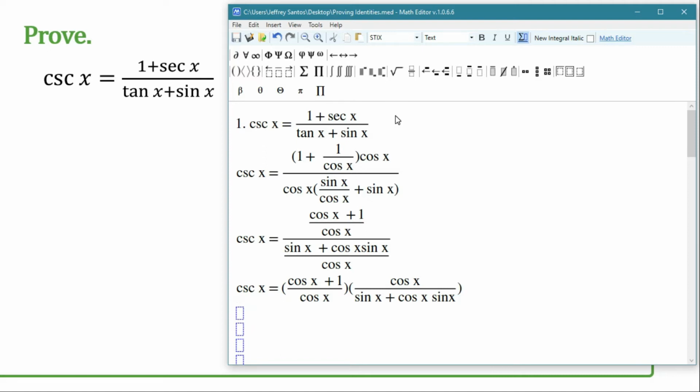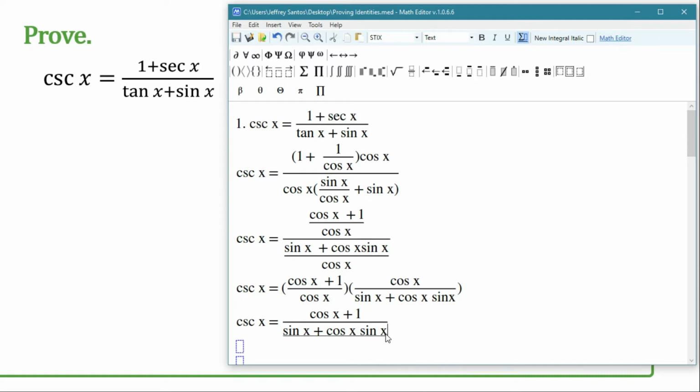Alright. And then we can now simplify. So, cosine of x divided by cosine of x is 1. That's why we can cancel it. Meaning to say, this part of the equation would be equivalent to the cosine of x plus 1 over the sine of x plus the cosine of x sine of x.